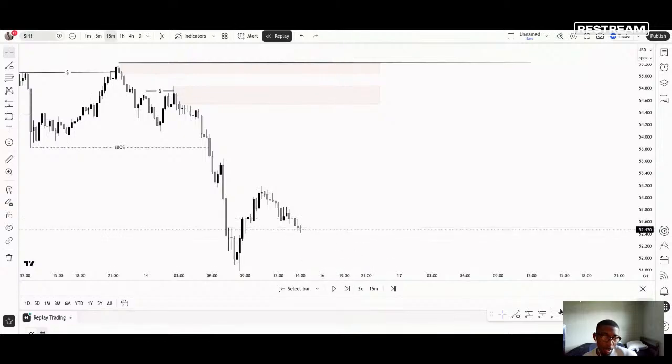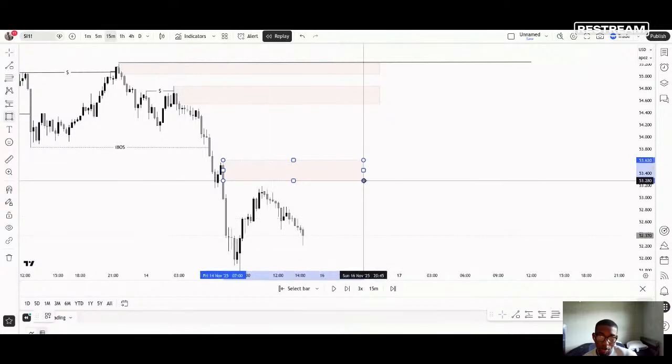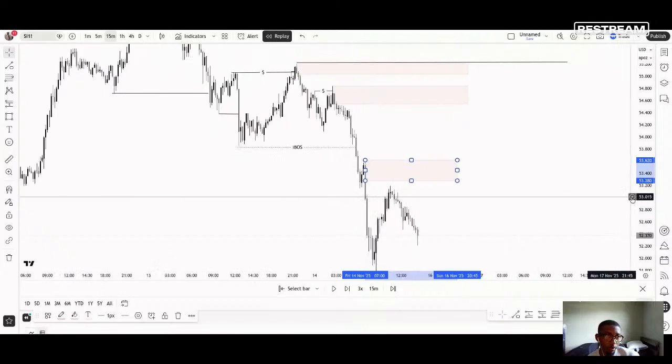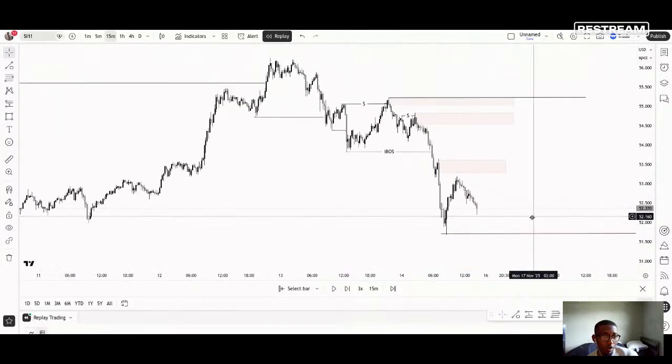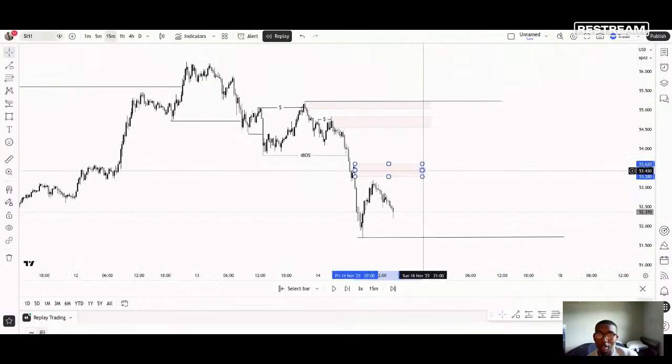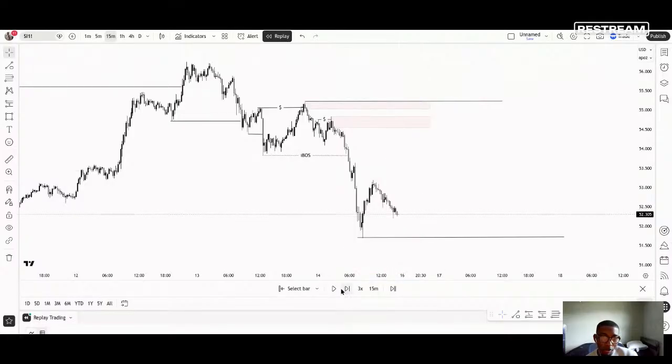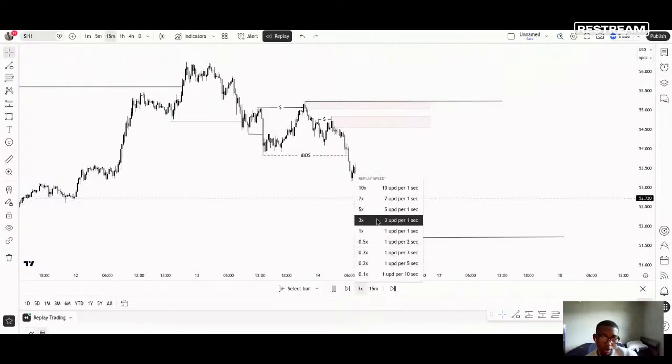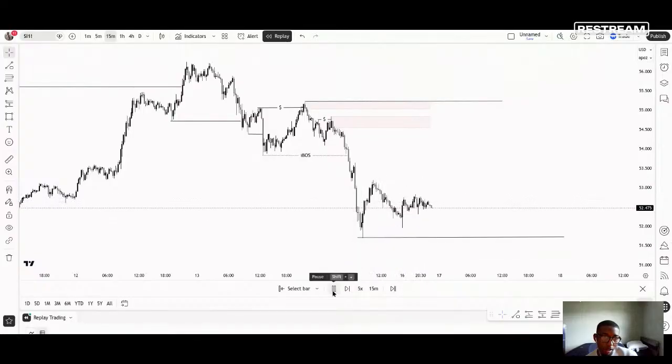And why am I not marking this area as a point of interest? Look where it's at. It's in the middle of nowhere, bro. It's just sitting there, and price may just run past that. Let me just do this. Price may just run past that. Now, price creates another break of structure to the downside.